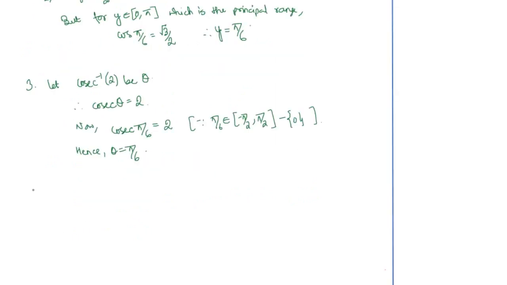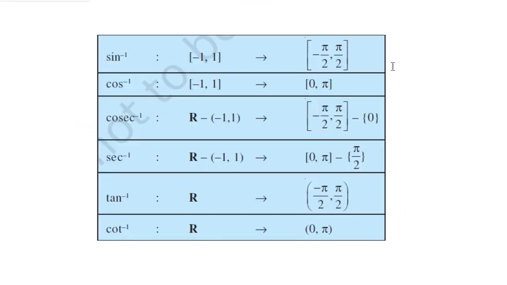Now if you have to find tan inverse -√3, let tan inverse minus root 3 is equal to theta. So we can say that tan theta is equal to minus root 3. Now check that theta must belong to the principal range where the function is. So for tan inverse, the principal range is minus pi by 2 to pi by 2, and here both are open because tan theta is not defined at pi by 2 and minus pi by 2.